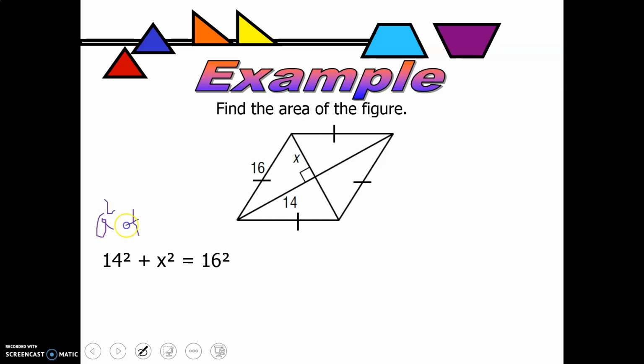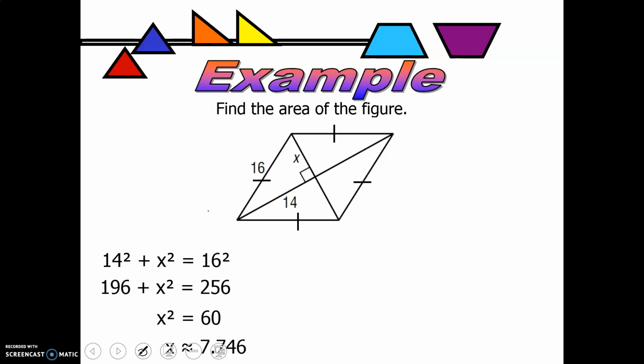So again, we are using our Pythagorean theorem, and the outer side is our c. So that would be our 16. All right, so now we simplify. 196 plus x squared is equal to 256. When we subtract 196 from each side, we will get a total of 60. And that gives us x squared equals 60, and that's approximately 7.746.